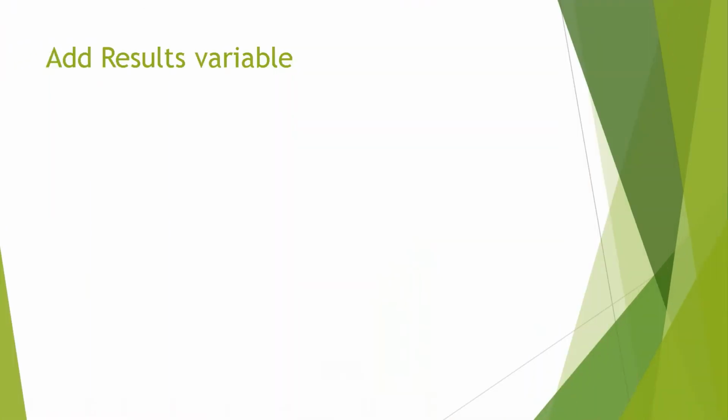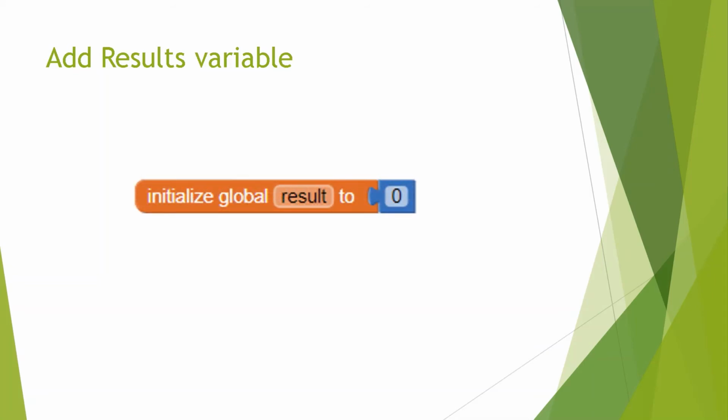Now, let's add a new variable for result value. From Blocks screen, select Variables. Select Initialize Global Variable. Drag it to your Blocks screen. Rename variable to Result. Now, we need to initialize it to 0 also. From left side Blocks, select Math, then select First Item. Drag it to be the value for variable result.